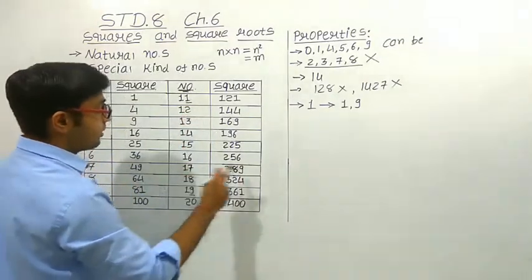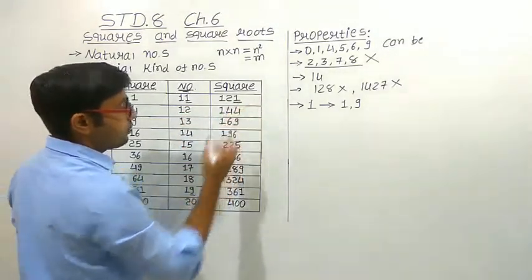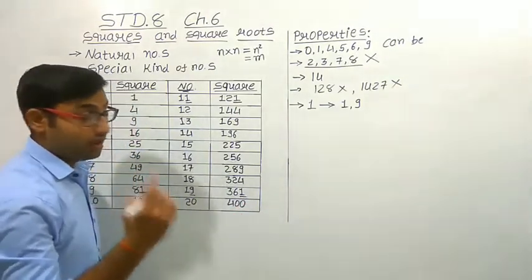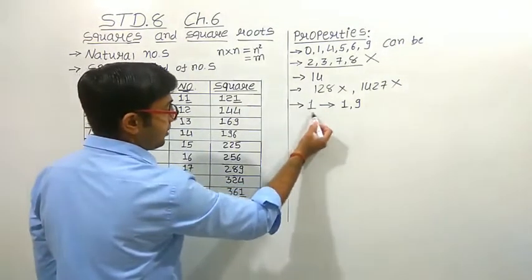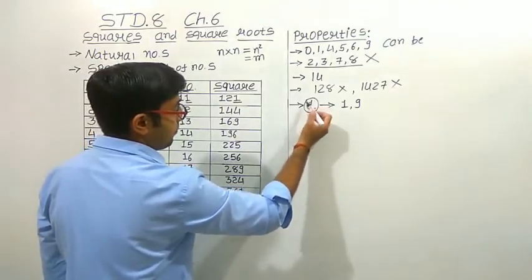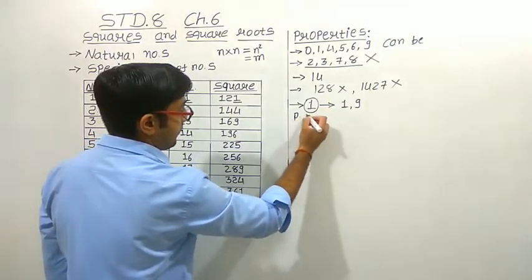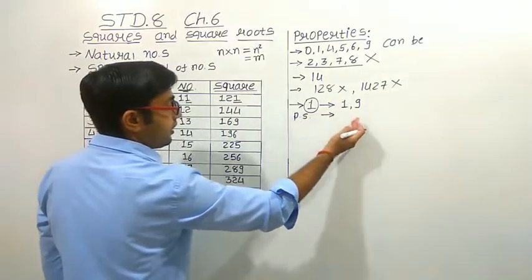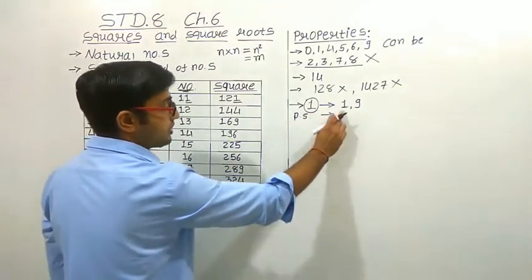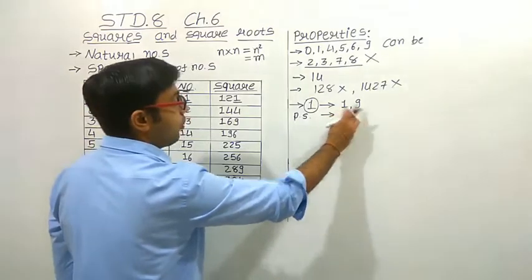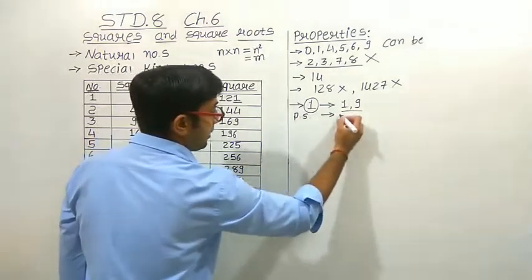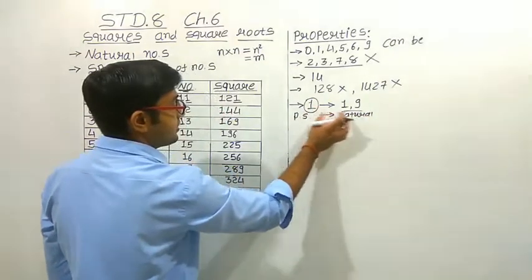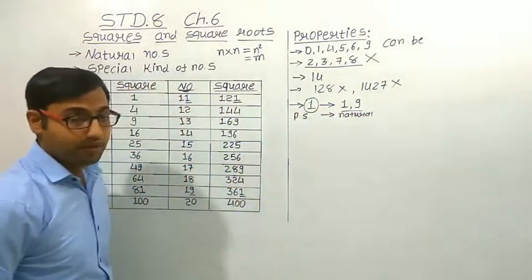Then its square. See, notice its square. What is the unit place number? 1. And here also the unit place number is 1. So whenever there is a 1 at the unit place of a perfect square number, then it will be the square of a number which has a unit place number 1 or 9. So these are natural numbers and this is about the perfect square number.